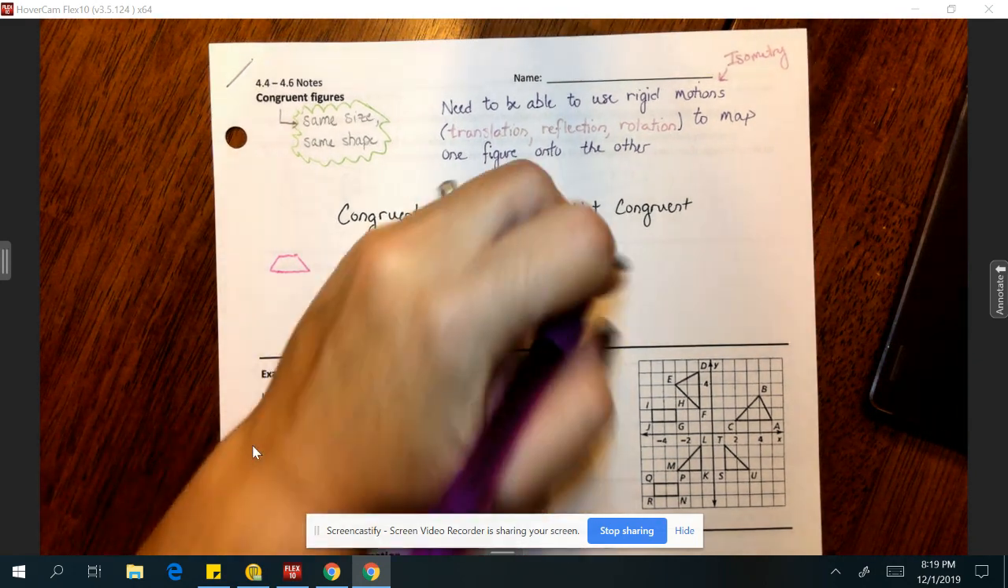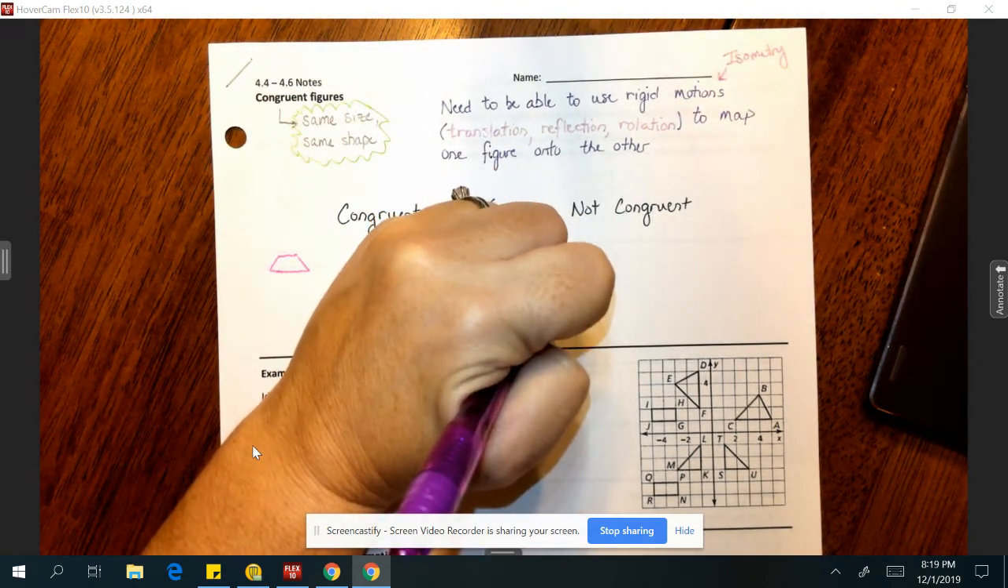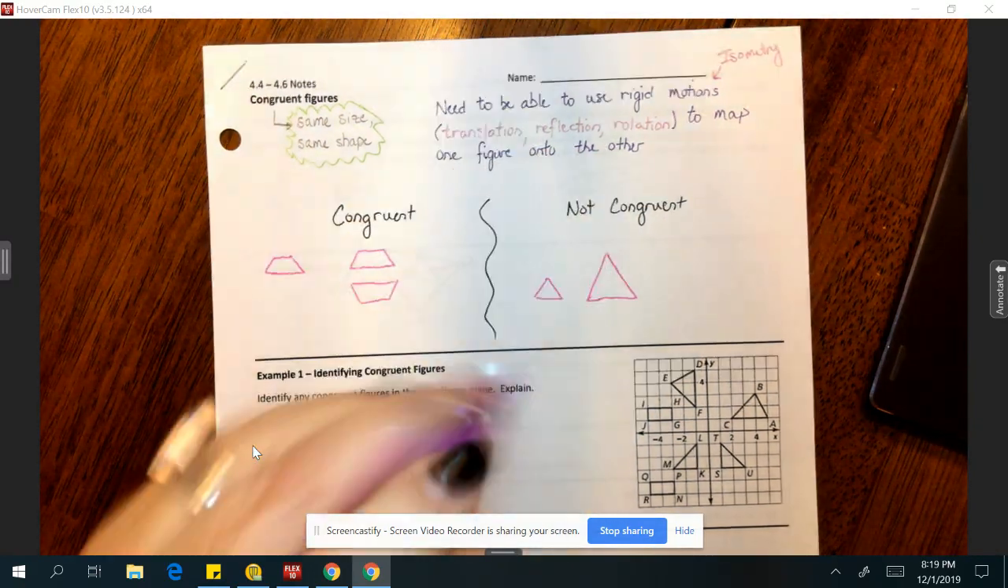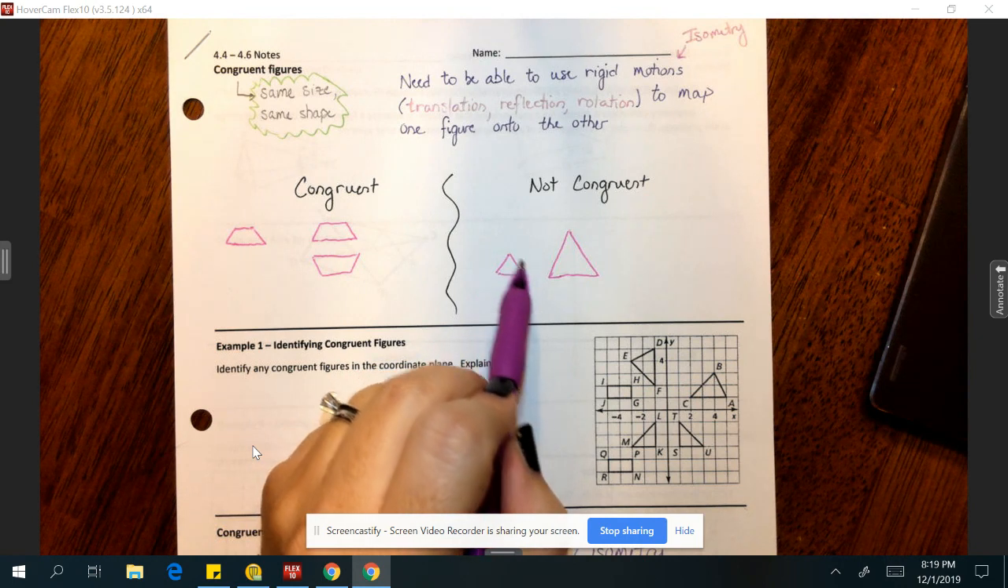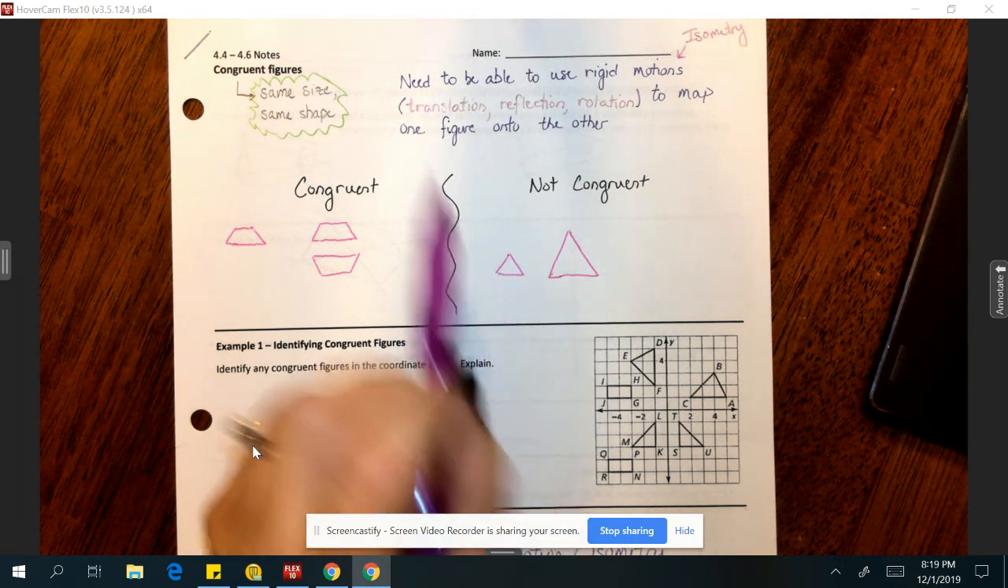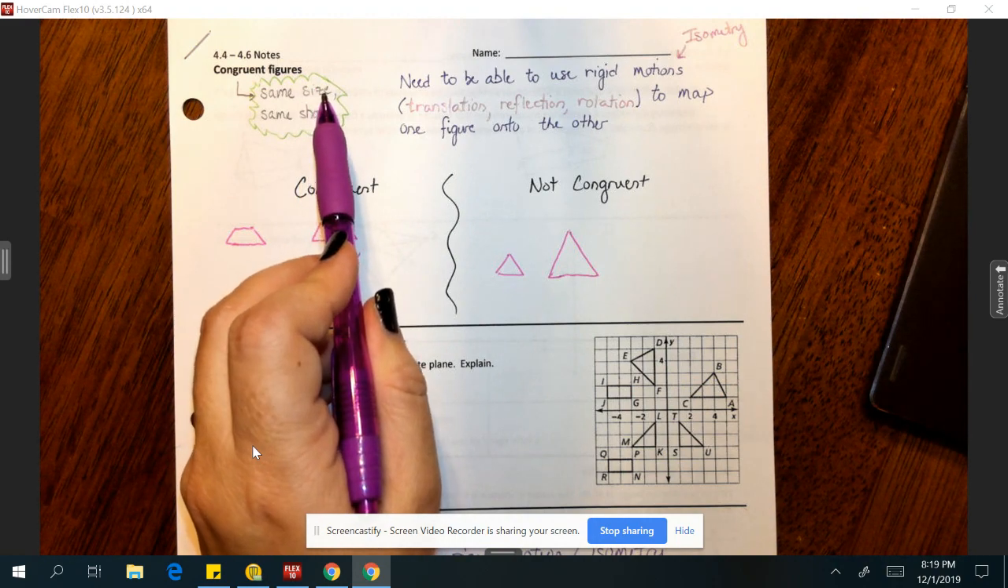Okay, so not congruent is if I have a triangle and I zoom in and make it bigger. The shape is still the same. It looks like an equilateral triangle, but the size changed. Okay, so it got a lot bigger. So it's the same shape, but not the same size.